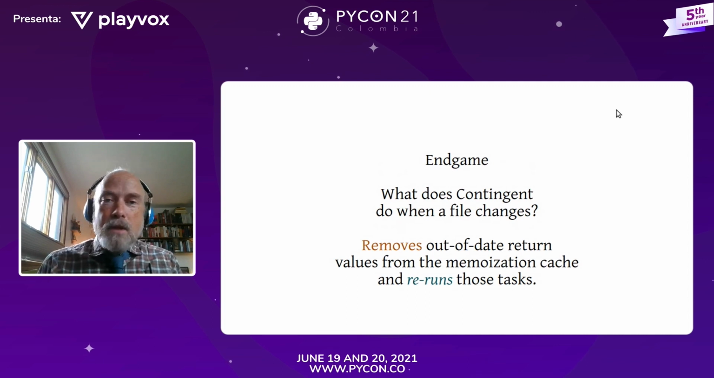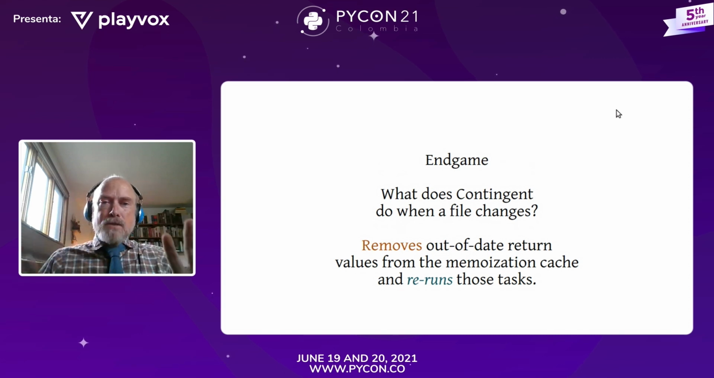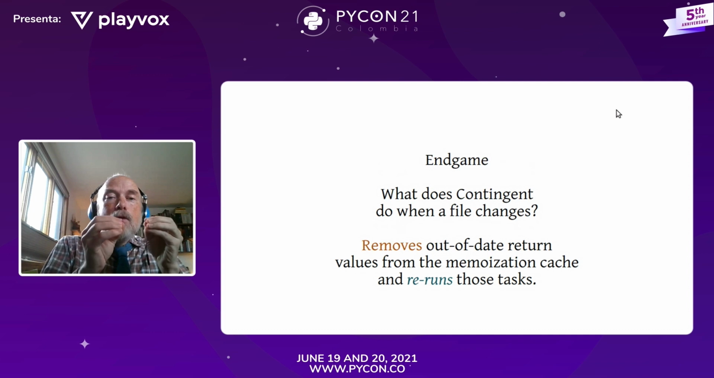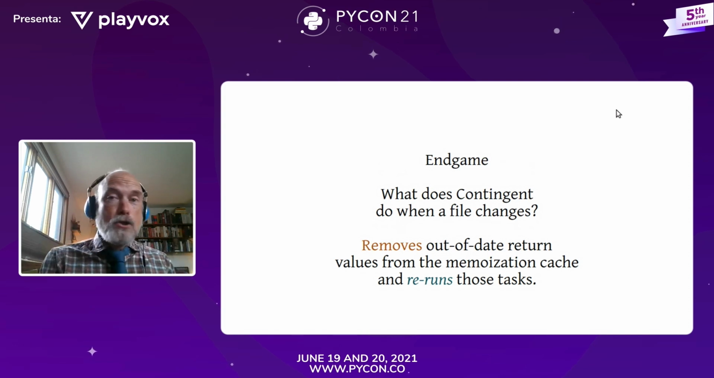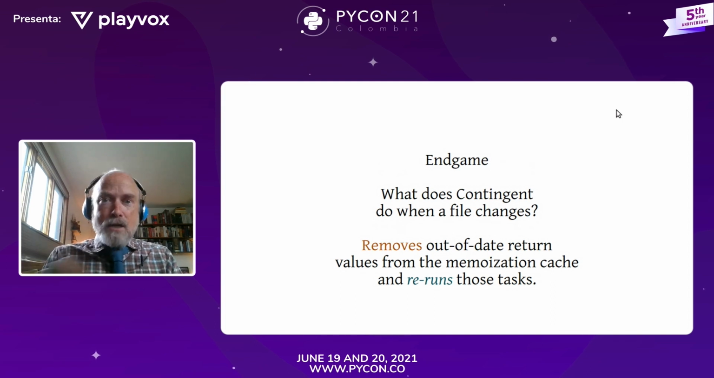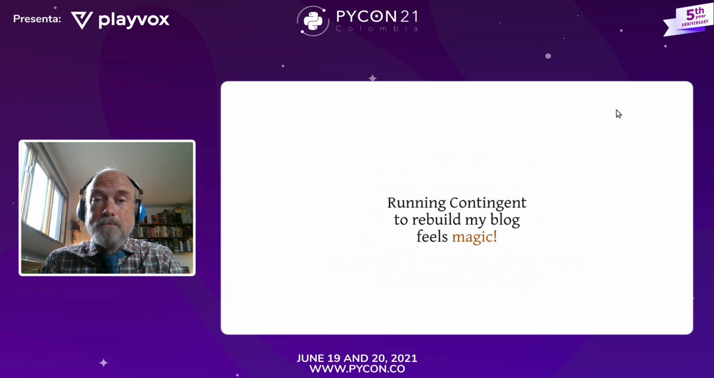So the end game then proceeded fairly simply. What does Contingent do when a file changes? It goes through its memoized cache. It removes the out-of-date return values from the memoization cache and reruns those tasks. If tutorial.in has changed, remove the result of read tutorial.in from the cache and rerun the steps necessary to learn the new output of each of those functions.